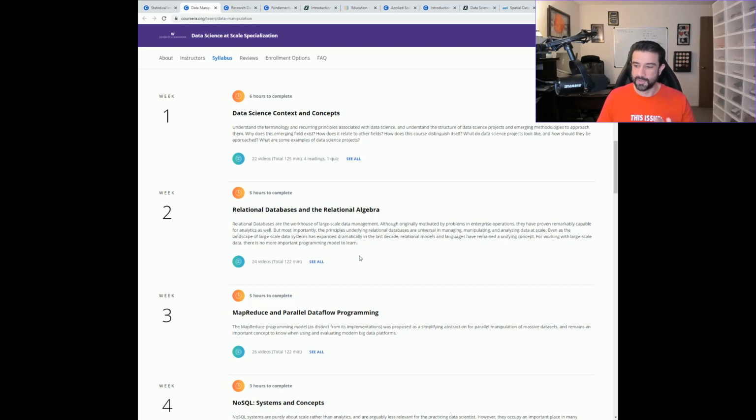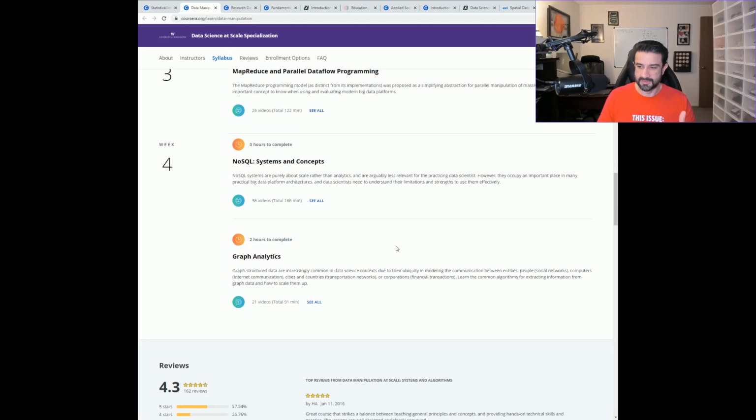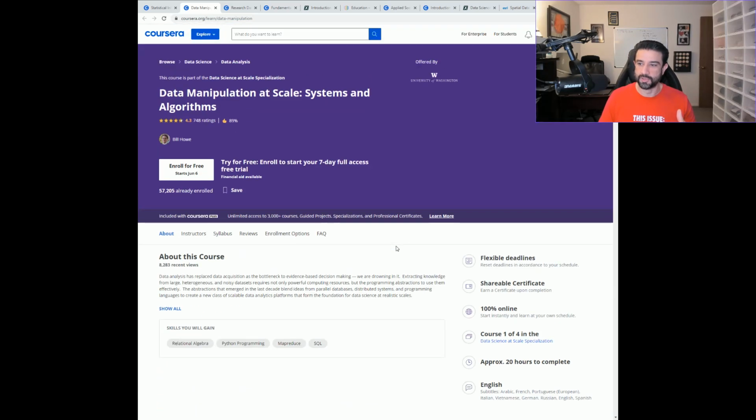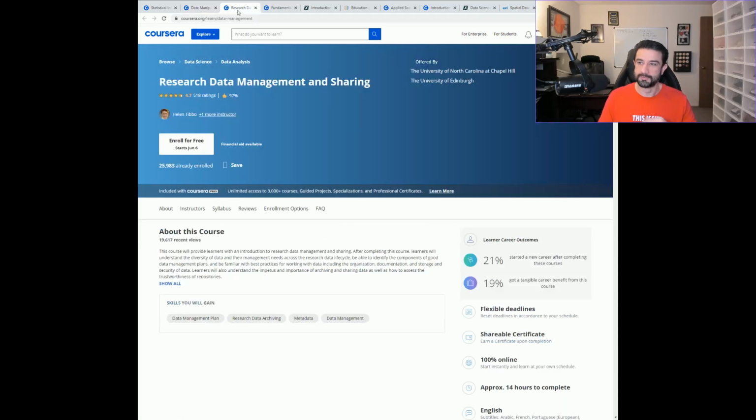There's even some understanding of the creation of pipelines, working with stream versus batch. So this is good, and it's comprehensive. It's going to give you a view of a lot of different components that are used in the real world, and even a little bit of historical information about what we used to use. So it's a good class. Data Manipulation at Scale, Systems and Algorithms, University of Washington, Coursera.